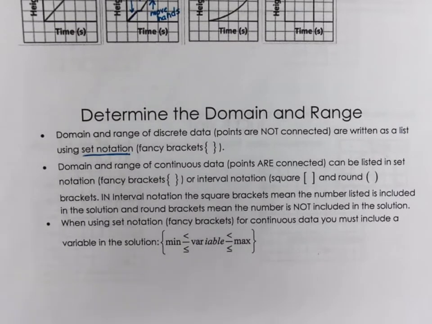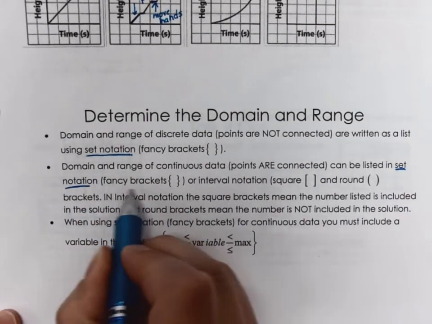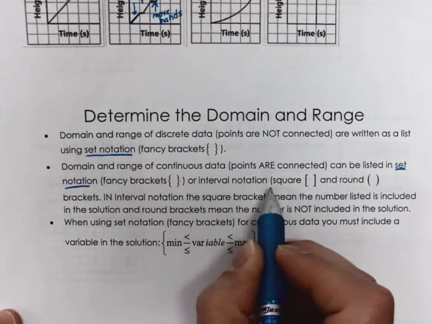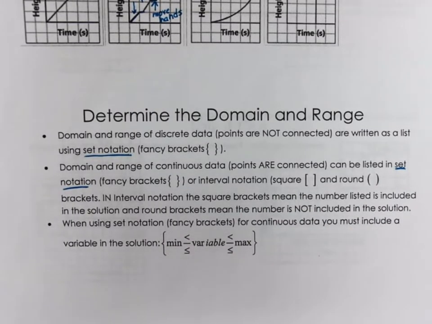So domain and range of continuous data are connected. Continuous data means that we can have parts. So that was like the temperature graphs that we did, the temperature, the time, the age, those sort of things. They can be listed in two ways. They can be set notation, so that's the fancy brackets, or interval notation, which has square and round brackets. In interval notation, square brackets mean the number is included in the solution, and a round bracket means the number is not included in the solution.